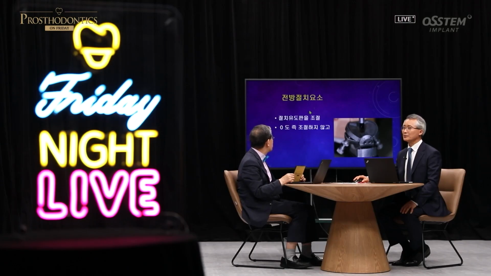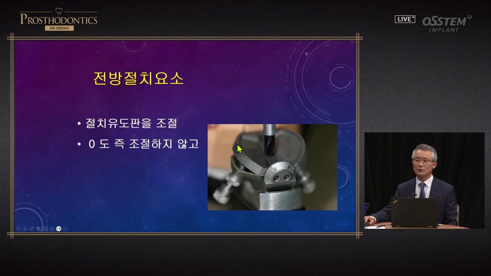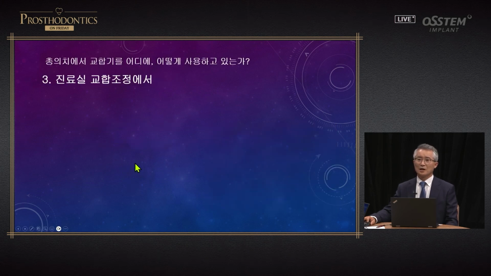Next is anterior incisor factor. In the textbook, it says you need to adjust the incisor guiding plate, but I do not do it. I just set it as 0 and do occlusal adjustments. Next, I want to talk about occlusal adjustment at the clinic. Occlusal adjustment.